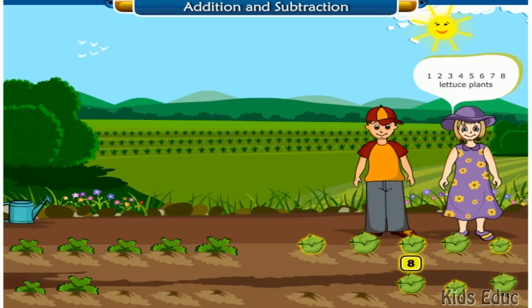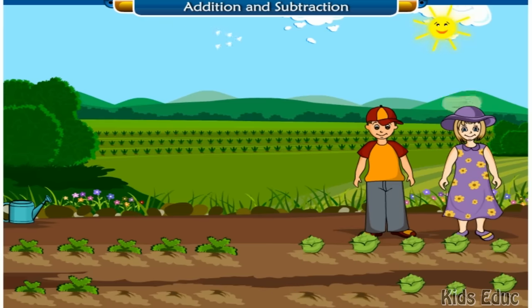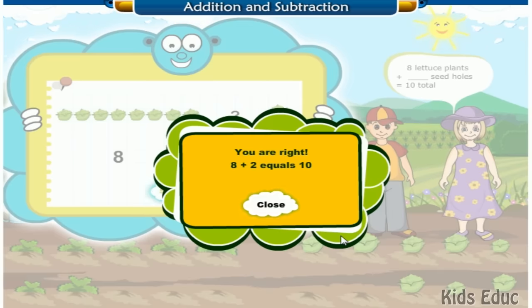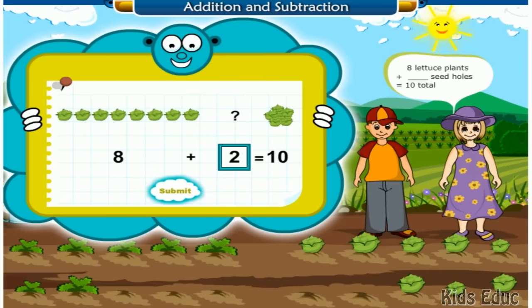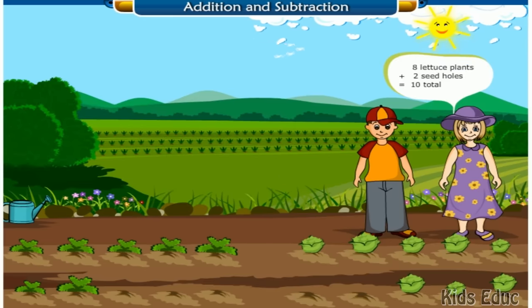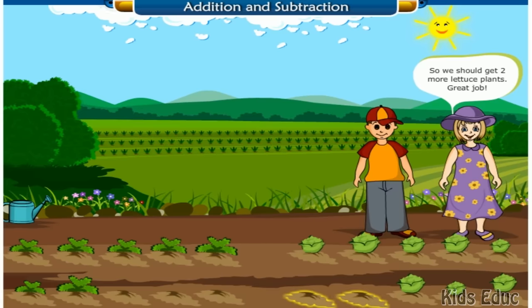1, 2, 3, 4, 5, 6, 7, 8 lettuce plants, 9, 10 seed holes. 8 lettuce plants plus seed holes equals 10 total. You are right. 8 plus 2 equals 10. Eight lettuce plants plus 2 seed holes equals 10 total. So we should get 2 more lettuce plants.